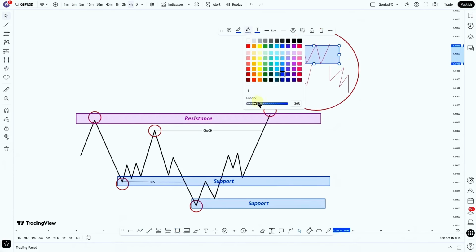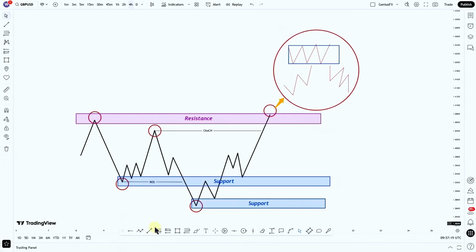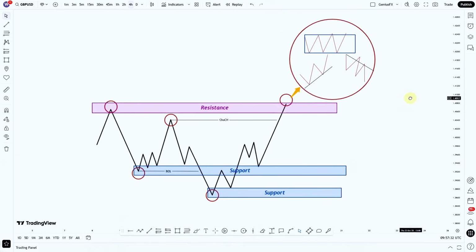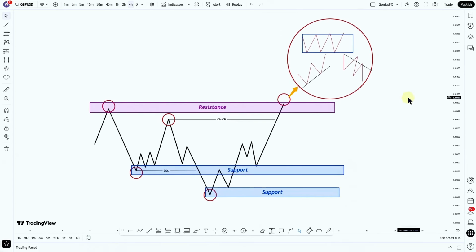Sometimes it forms a tight ranging market, and sometimes it forms a small channel. That build-up is your clue. That is where the trading is being prepared.